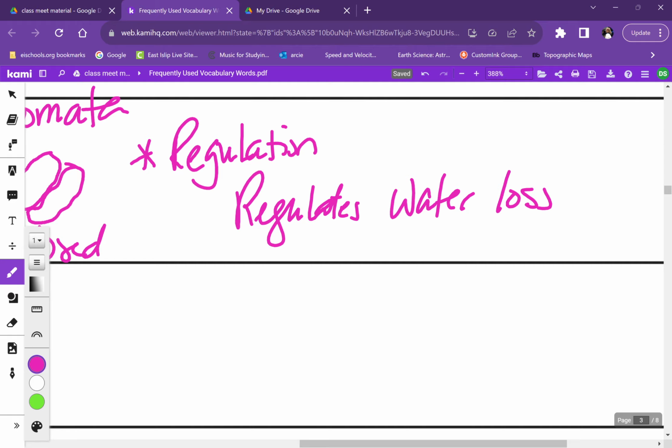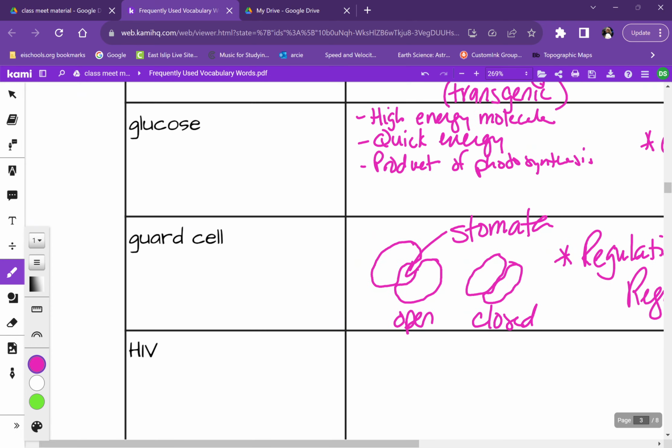This happens in plants. So if it's raining a lot outside, that stomata will open, the guard cells will plump up, and then water can leave the plant. When it's dry out, the guard cells get thinner, and then the vacuole inside it loses water. They get thinner and they close up, and then what happens is water stays inside. So the guard cell is specifically on either side of the stoma.